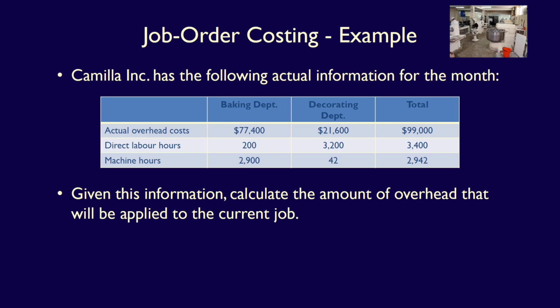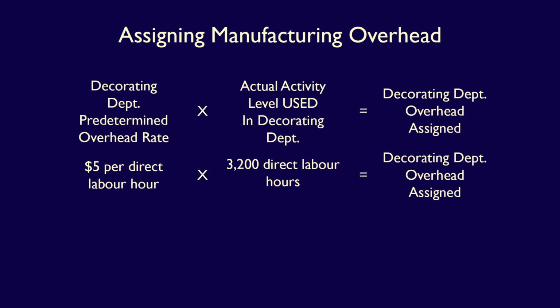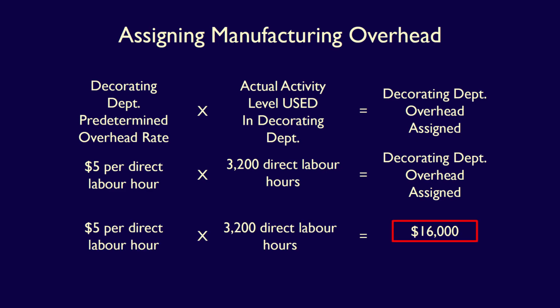In this case, we have direct labor hours of 200 for the baking department, 3,200 for the decorating department, for total direct labor hours of 3,400. Again, should we use the total direct labor hours of 3,400? And the answer is no. We need to use the activity level of that department only, 3,200 direct labor hours. Plugging that into the formula, $5 per direct labor hour multiplied by 3,200 direct labor hours is equal to $16,000. This is the amount of overhead that must be assigned to the job from the decorating department.